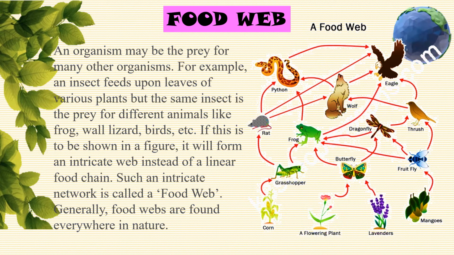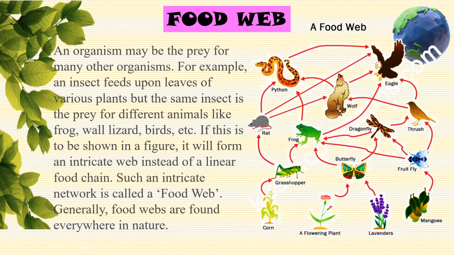For example, an insect feeds upon leaves of various plants, but the same insect is the prey for different animals like frog, wall lizard, birds, etc.